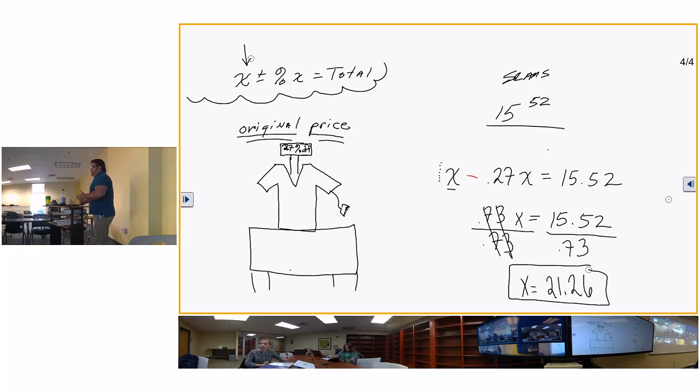A lot of people try to do it with is over of, percent over 100, and they can't. I'll show you. They'll say, okay, let's take 27%. So somebody take 27% of 15.52. Multiply 0.27 times 15.52. Do that for me.